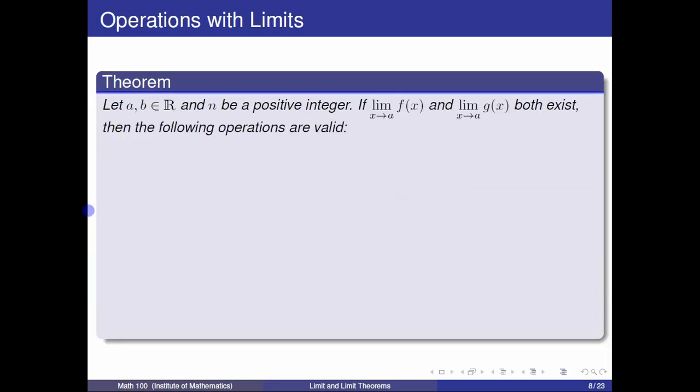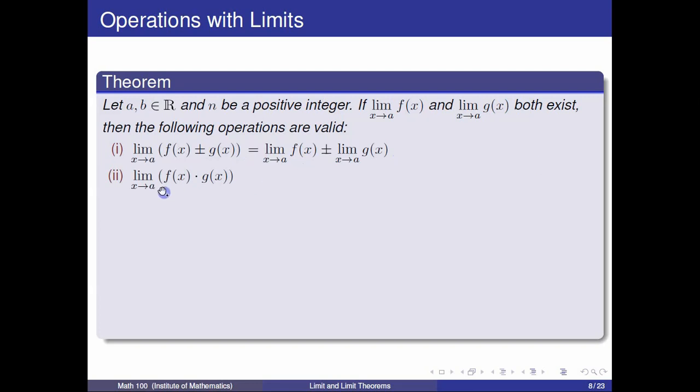Next, let us talk about operations with limits. Again, let a and b be real numbers and n a positive integer. If the limit of f of x as x approaches a and the limit of g of x as x approaches a both exist, ibig sabihin parehong real numbers, then the following operations are valid. We can talk about the limit of sum of f and g. At ano ito? Pwede nyo i-distribute, no? Parang i-distribute yung limit. So, yung limit of sum will become the sum of the limits. Limit of f plus g is just limit of f plus limit of g.